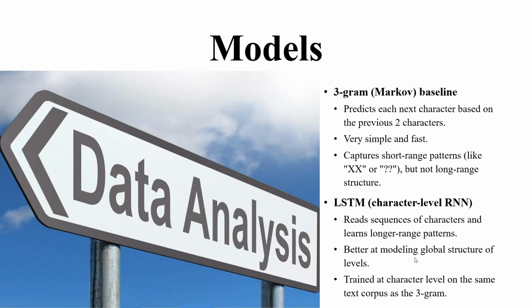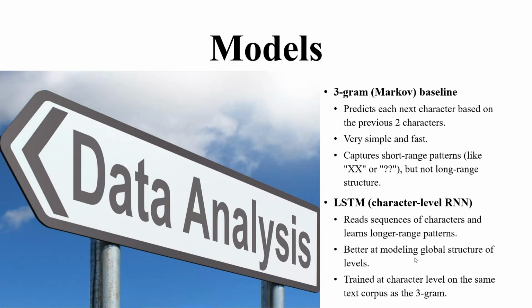I worked with two different models. The first one is a 3-gram model, also known as a Markov model. It predicts the next character based only on the previous two characters. The model is fast and simple, and it can capture short-range patterns like repeated ground tiles or small clusters of enemies, but it doesn't understand long-range structure like how a whole platform or a whole section of the level should look.